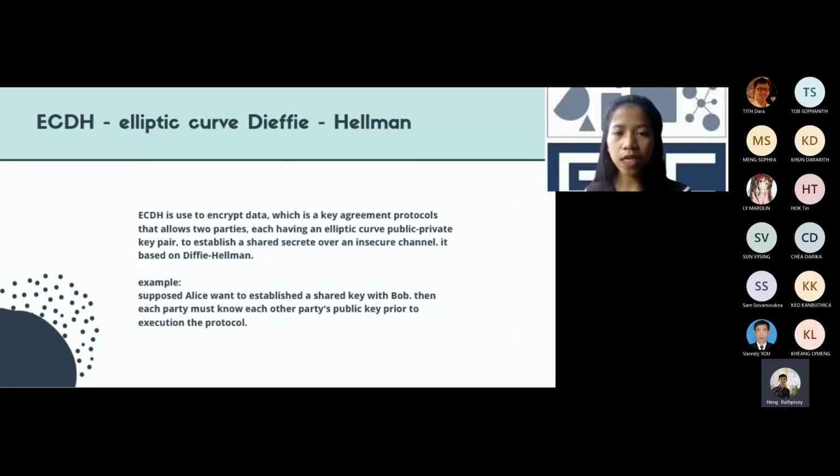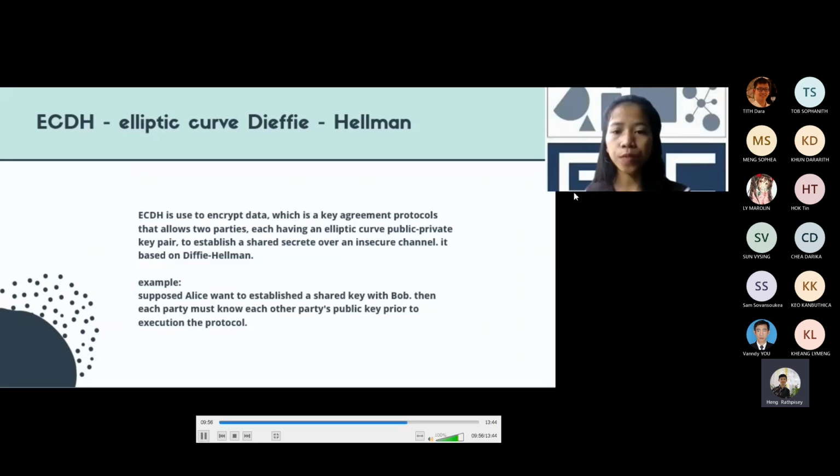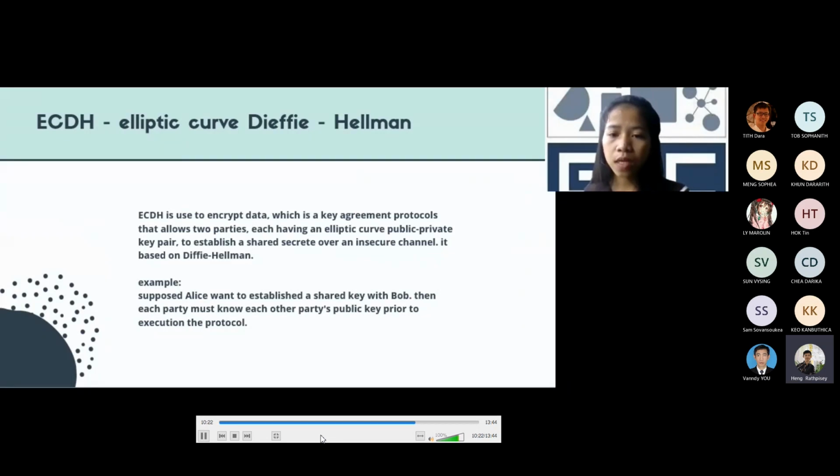This part is about ECDH, or elliptic curve Diffie-Hellman. We use ECDH to encrypt data, and ECDH is also based on Diffie-Hellman. ECDH is a key agreement protocol that allows two parties, each having an elliptic curve public-private key pair, to establish a shared secret over an insecure channel. For example, suppose Alice wants to establish a shared key with Bob, then each party must know the other party's public key prior to executing the protocol.